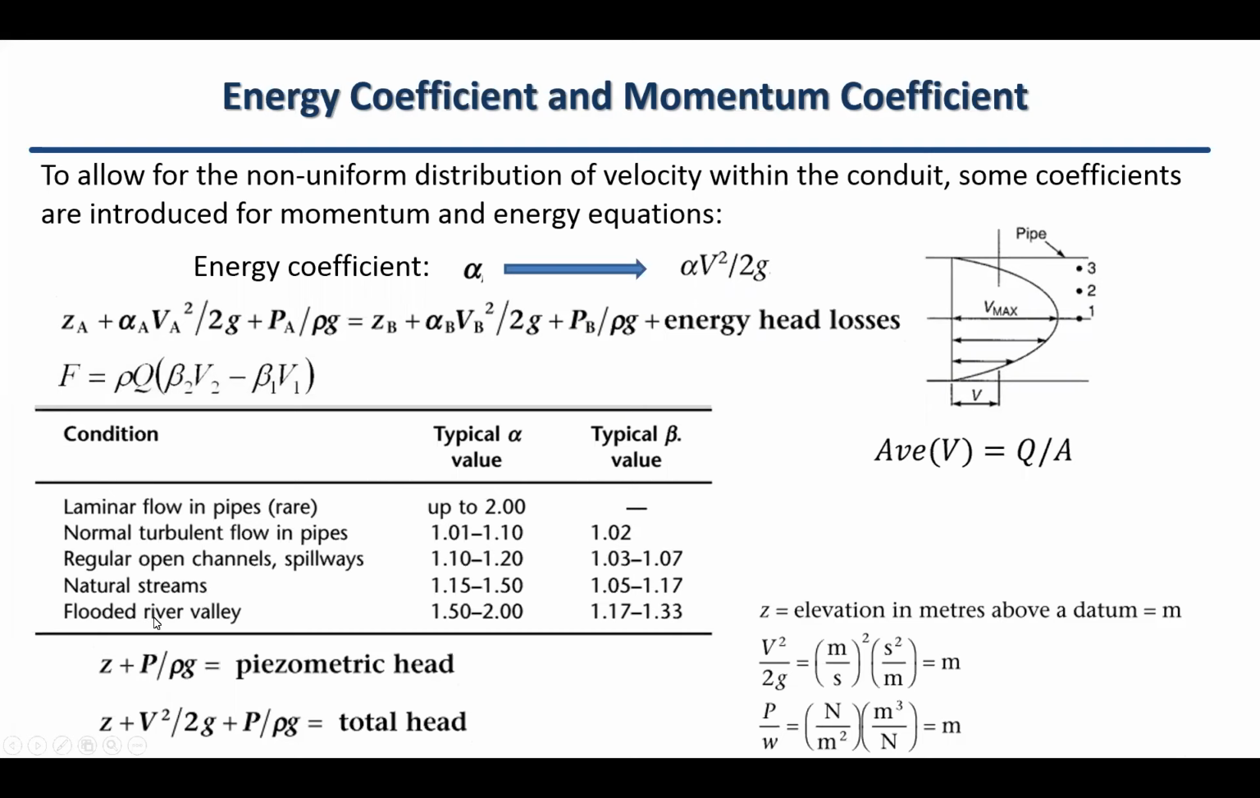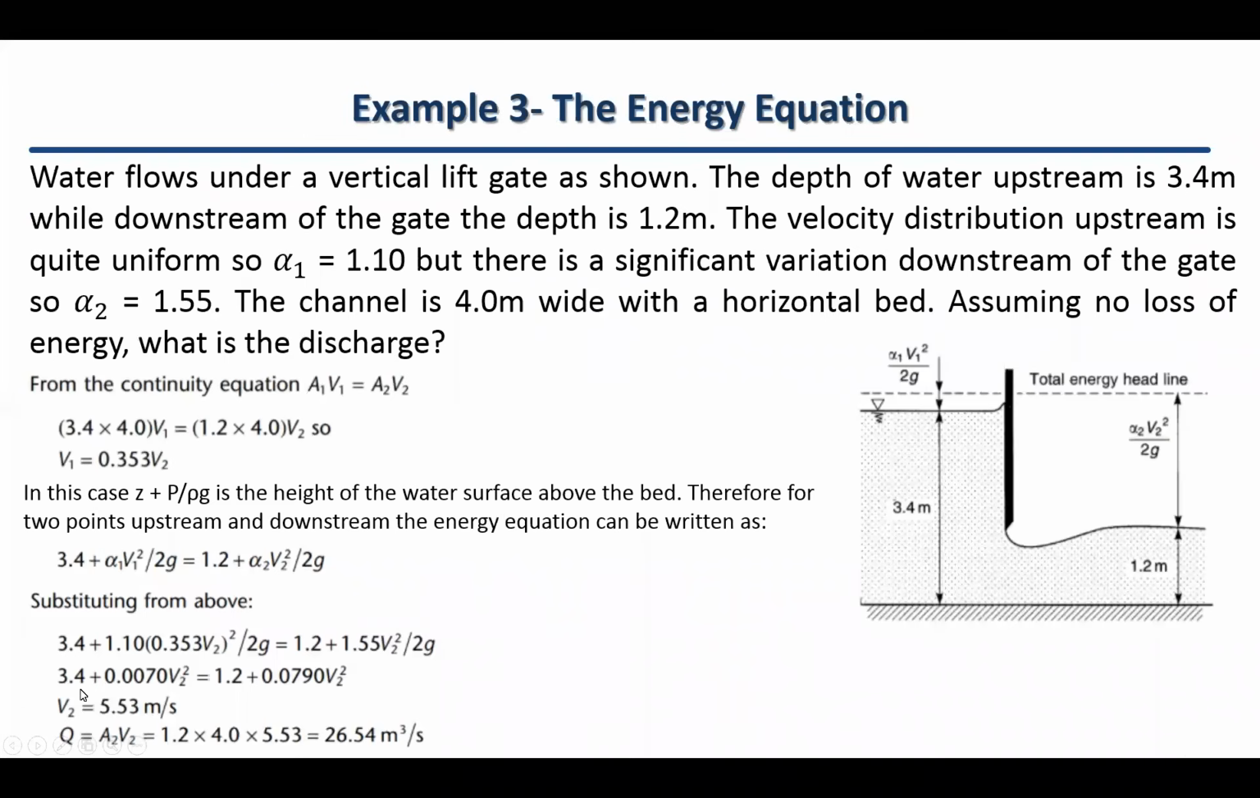being for a flooded river valley. But for alpha, it just depends on the situation. Even for laminar flow, it can be up to 2, but for the flooded river valley it is between 1.5 and 2. So with that introduction, let's go through some examples of flow discharging through a gate. We have a vertical lift gate like this one, and we're going to see how the system works.